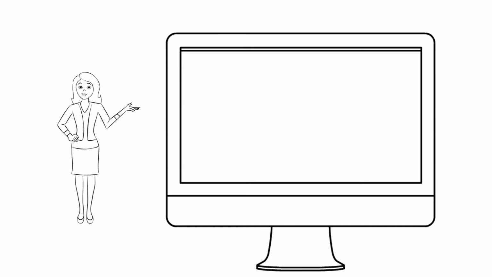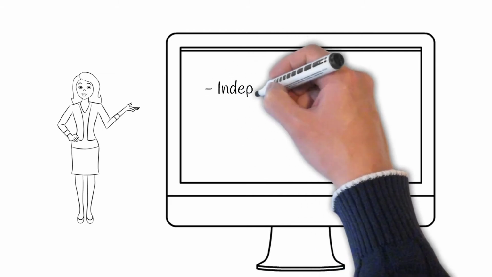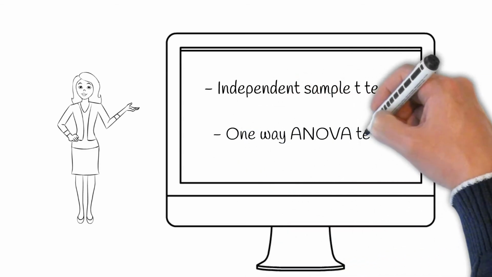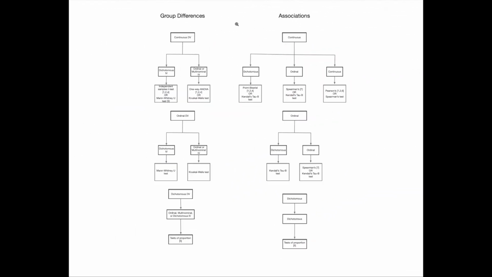In this video, we will talk about tests of group differences, independent sample t-test, and one-way ANOVA test. In our flow diagram, we will begin by the tests in the group differences column, where we will discuss the case when you have a continuous first variable.